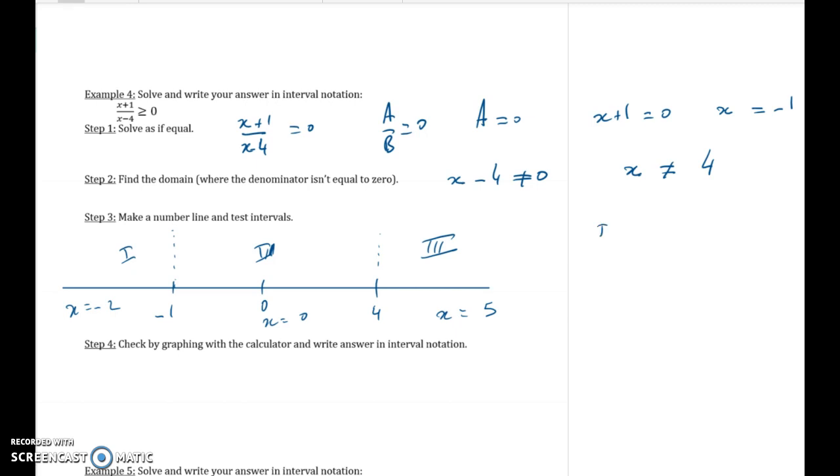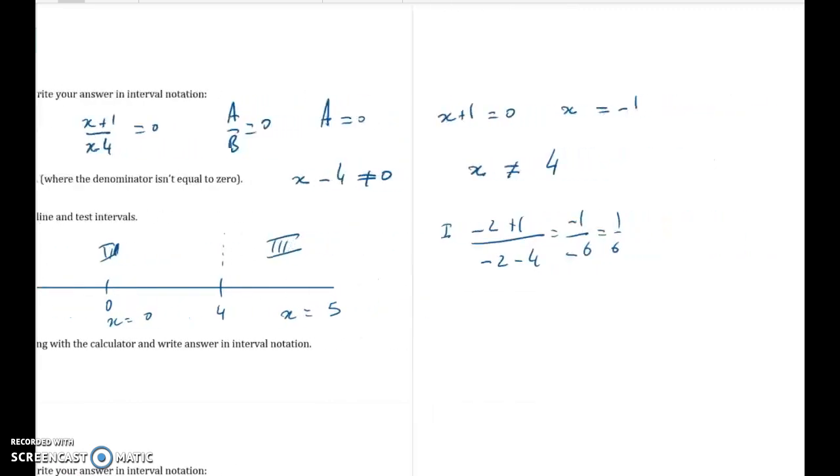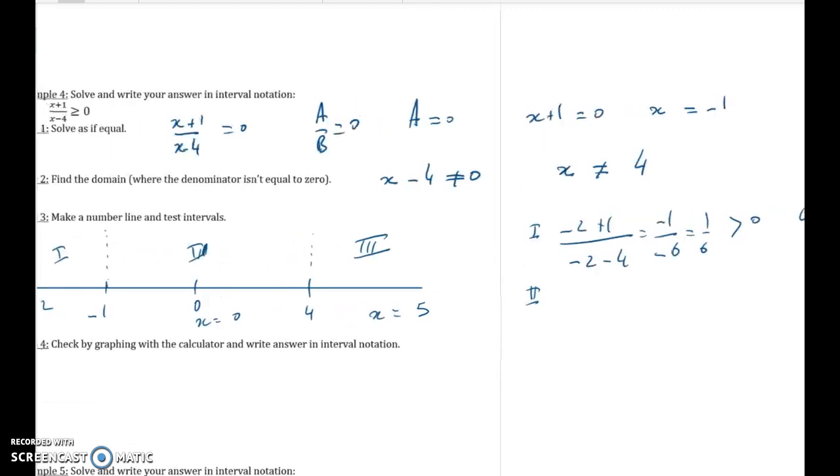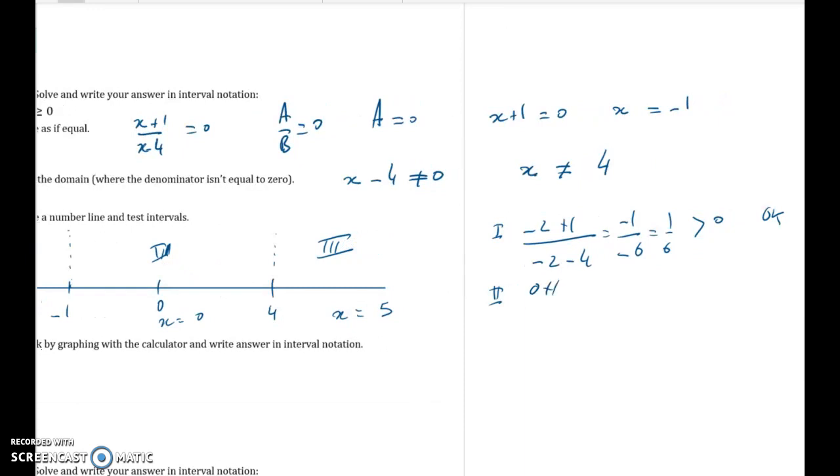When I substitute in interval number 1, I end up with negative 2 plus 1 over negative 2 minus 4. That gives me negative 1 divided by negative 6, which is 1 over 6. This is greater than 0. That is okay. When I look at interval number 2, x equals 0, I end up with 0 plus 1 over 0 minus 4, which gives me negative 1 over 4. This is less than 0. It's not greater than or equal to 0. Therefore, this is not okay.